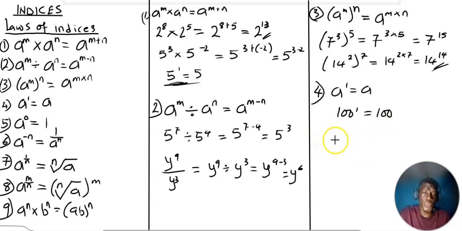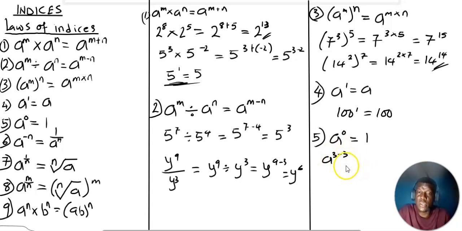Let's now move to the fifth law, law number 5. This is the zero index law. This law says that any number raised to the power 0 is equal to 1. How did we get this law? For example, you have a raised to the power 0, which is still the same as saying a raised to the power 3 minus 3, because 3 minus 3 is 0, of course, right?